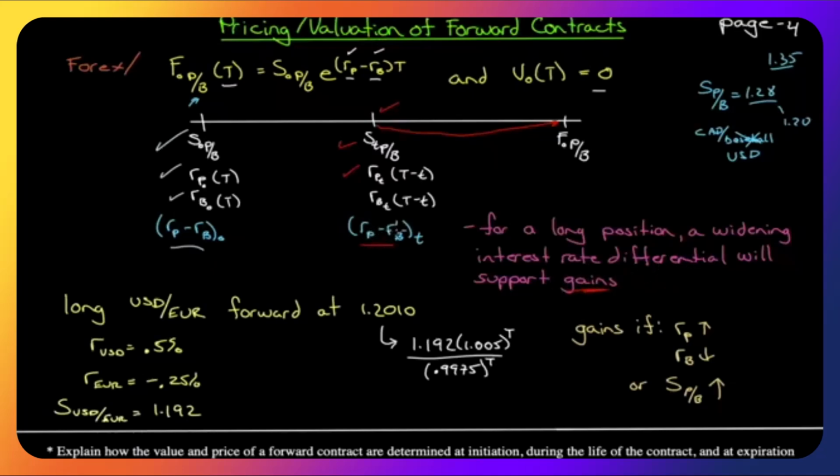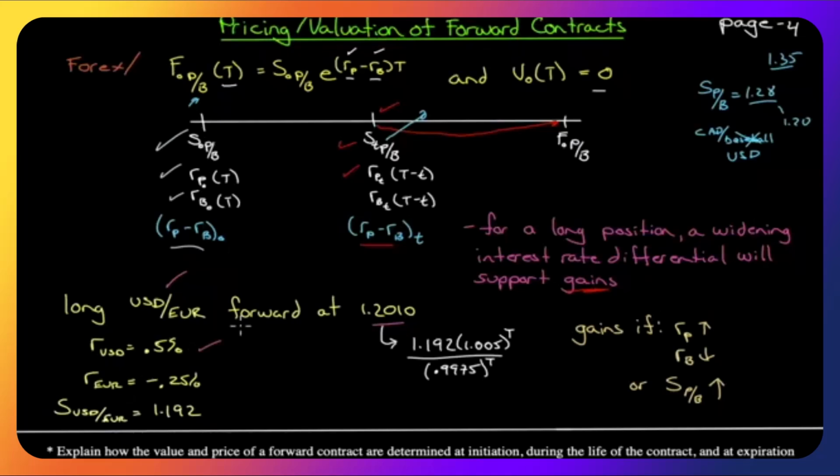So if this differential begins to widen over time, remember the passage of time will take away gains. The widening of the differential will support gains, and a rising spot price, a rising exchange rate, will support gains as well. But if the differential shrinks, that supports losses. So let's just do a little example here. Let's say that we're long this exchange rate, US over Euro, and we have a forward price of 1.2010.